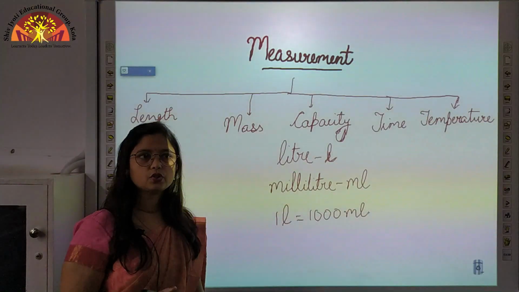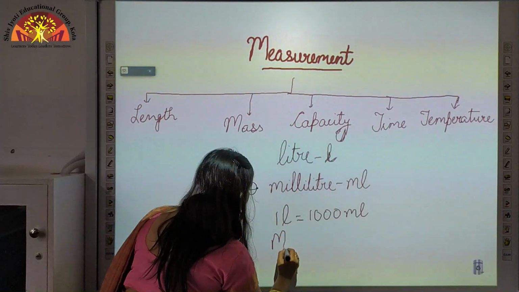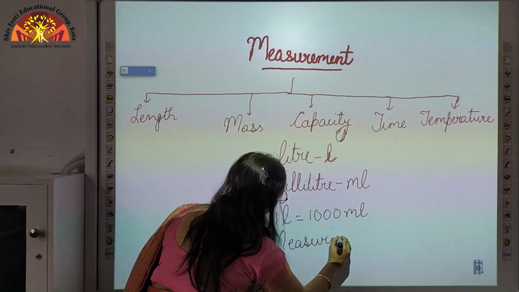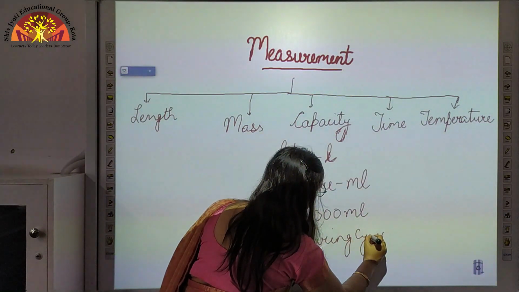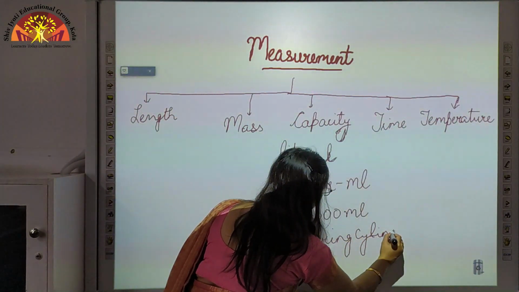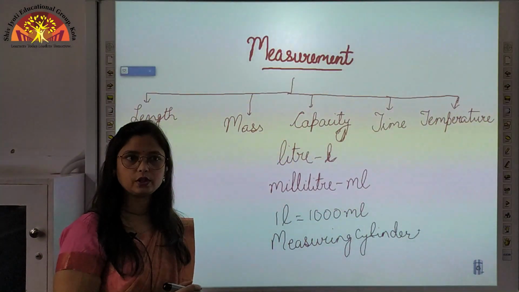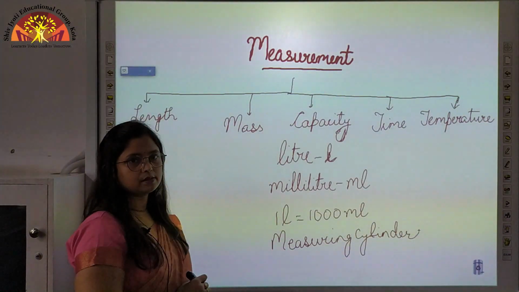Now for measuring the capacity of a liquid, we use a measuring cylinder. So what do we use here? We use a measuring cylinder, and I have shown this measuring cylinder to you in my previous video lecture also. Okay, so this was about the capacity.